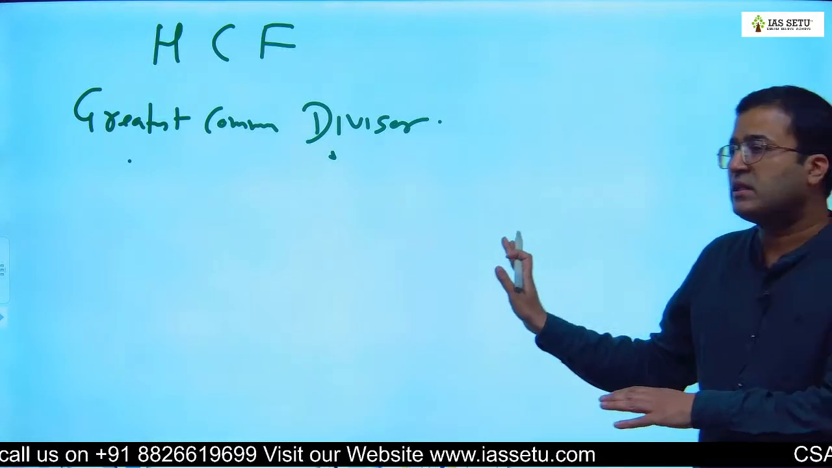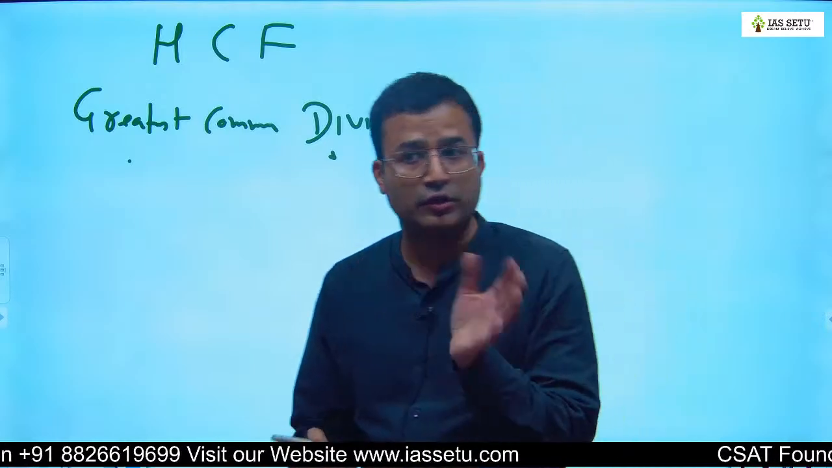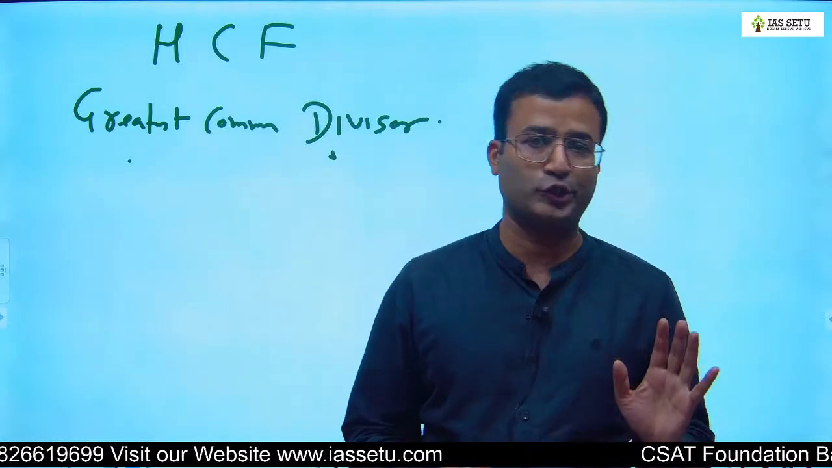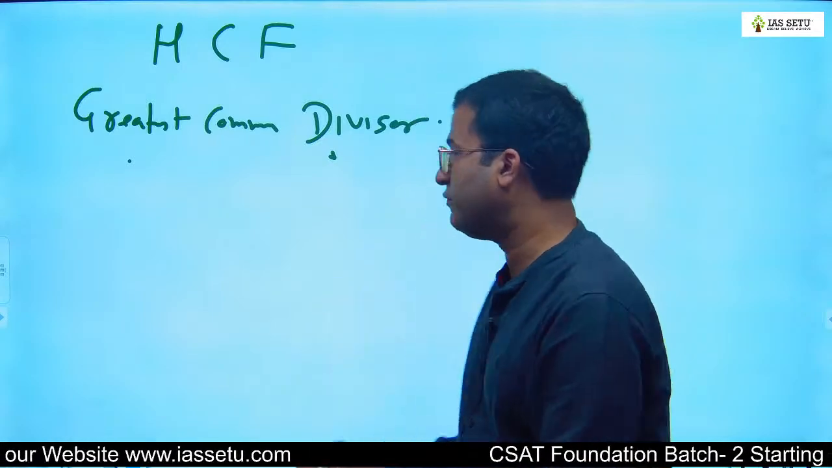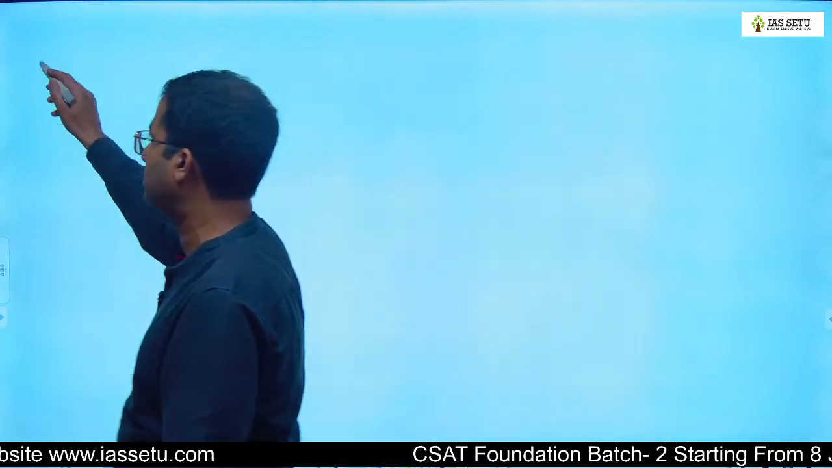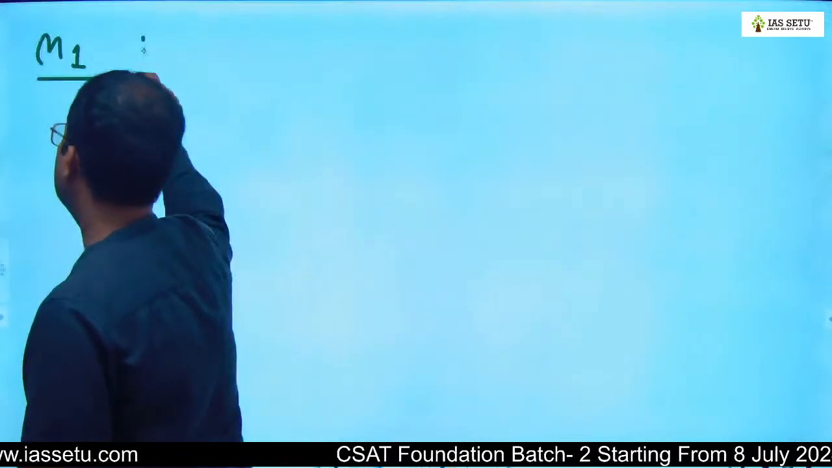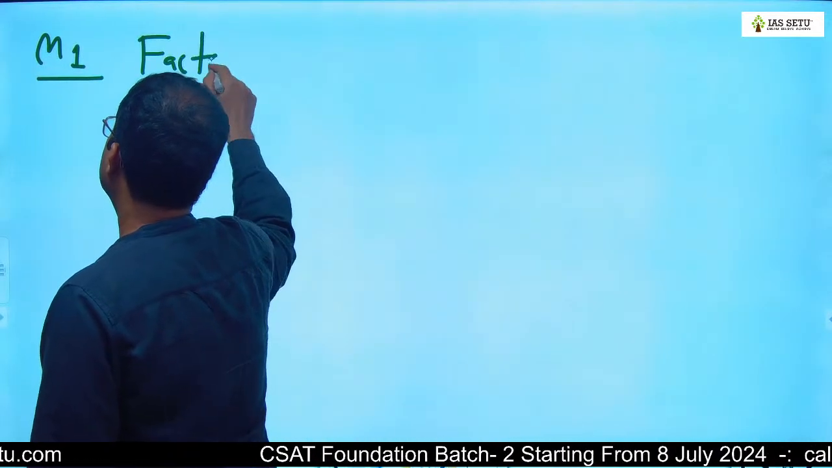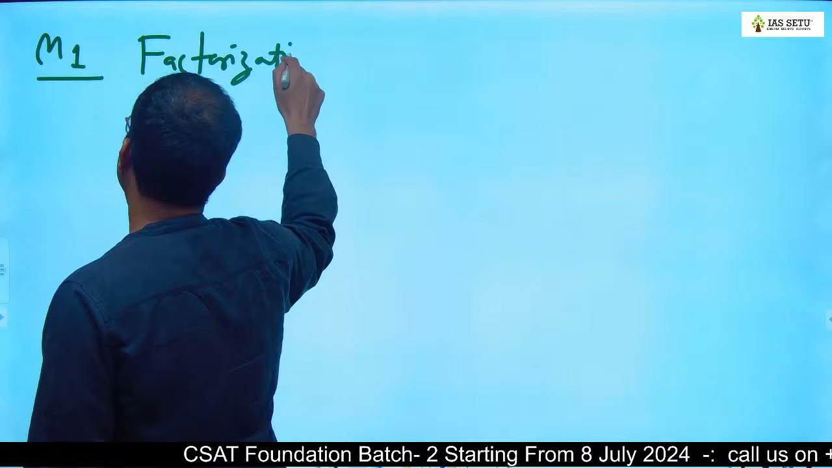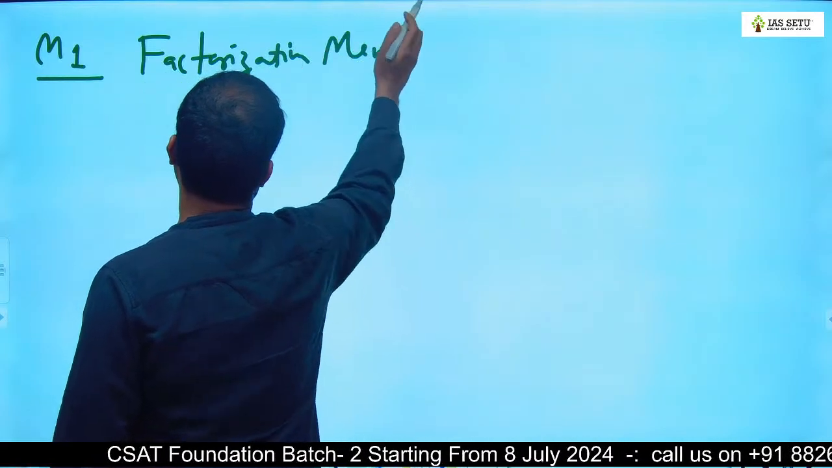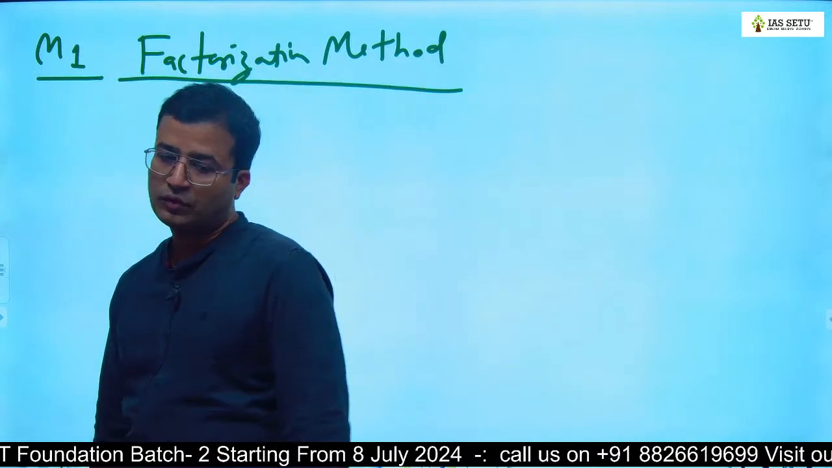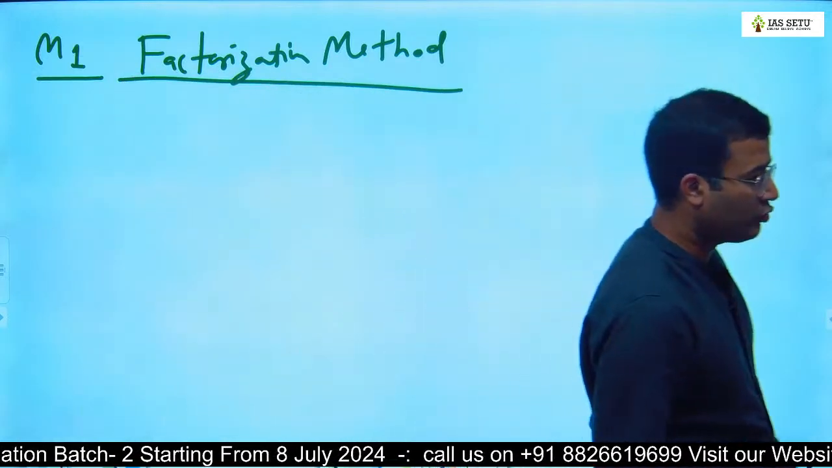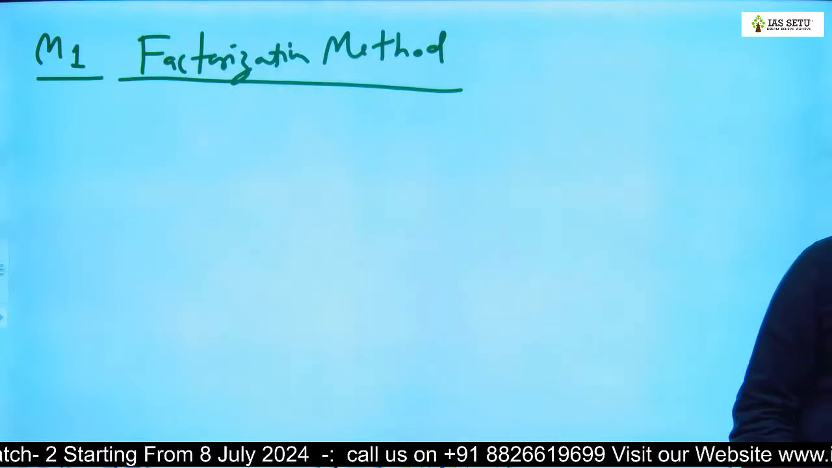This is one method which is just for understanding. Don't use it, because it is time consuming. What method do we follow to find LCM and HCF? Method 1 is the factorization method. I will tell you LCM. How to find LCM of 2 or 3 numbers? That is the idea.